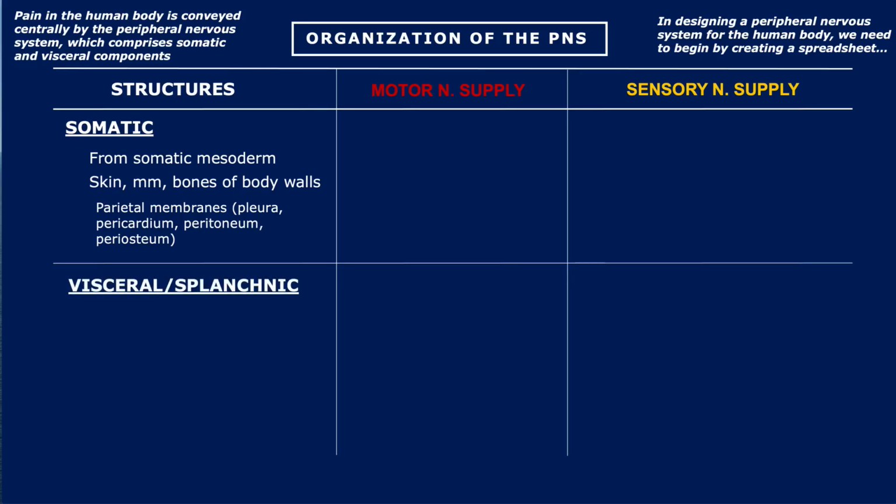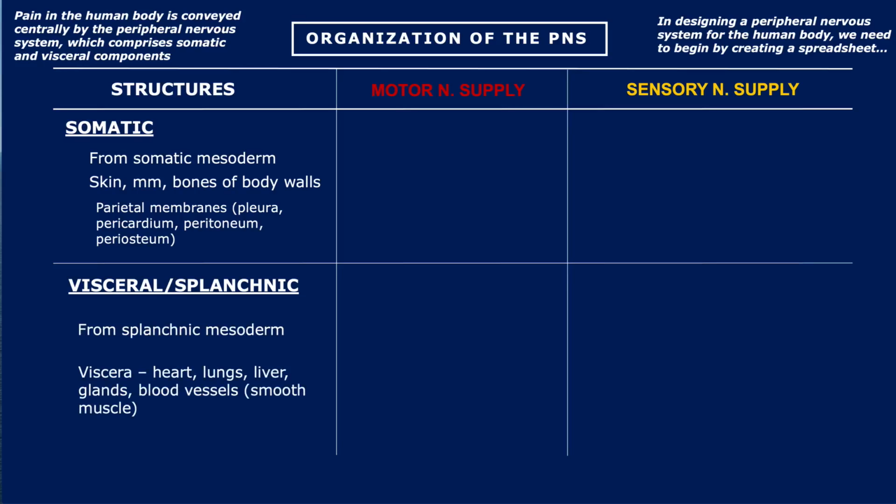Now the second group of structures are the organs, the viscera. We call them visceral or splanchnic, same word. So they are developing from where? Splanchnic mesoderm. And what are they? I told you about heart, lungs, liver, glands, you can add on to this list. Now another thing, visceral membrane. Visceral membranes are those membranes which cover these organs, and parietal membranes are those membranes which cover the body walls. So now, spinal nerves.